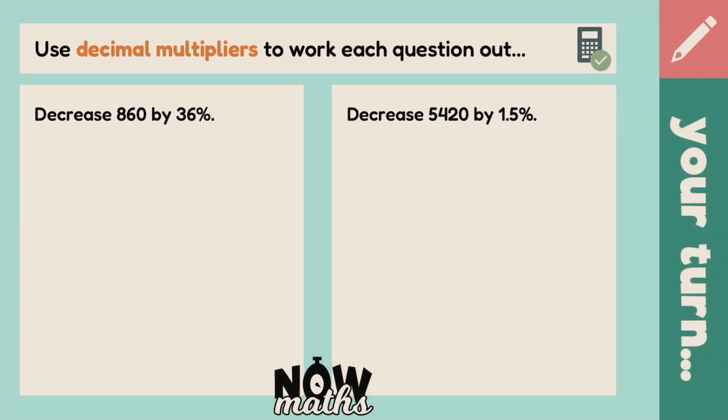Now you've seen a couple of examples of how to decrease by a percentage using decimal multipliers, you might want to pause the video here and have a go at the two questions on screen. If you paused, welcome back. Let's have a look at some solutions.